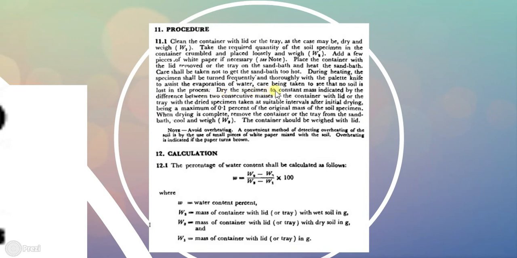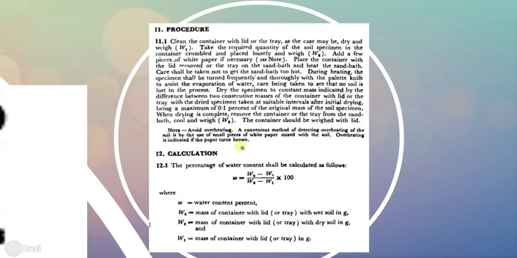Dry the specimen to constant mass, indicated by the difference between two consecutive masses of the container with lid, or the tray with dried specimen, taken at suitable intervals after initial drying, being a maximum of 0.1% of the original mass of the soil specimen when drying is complete. Remove the container or the tray from the sand bath, cool and weigh as W3. The container should be weighed with lid, not without lid. You must use lid for that.